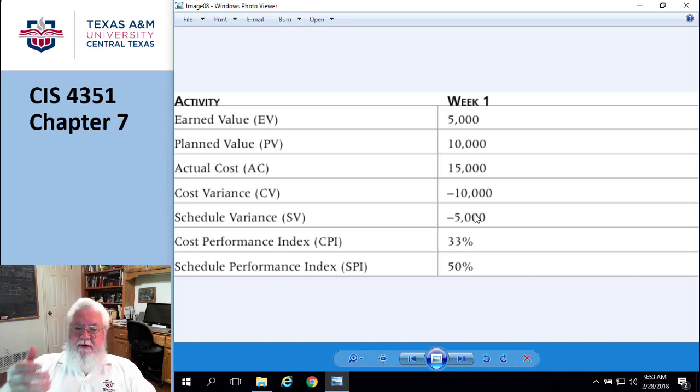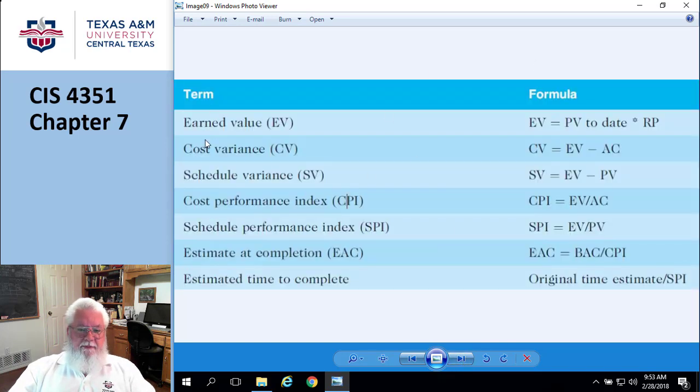All right, so I know there are formulas. Let me just pop up the formulas here. So here are the formulas for all these things: the earned value, and the cost, and the schedule, and all these things. Okay. They throw in some extra terms here, so let's talk about those.